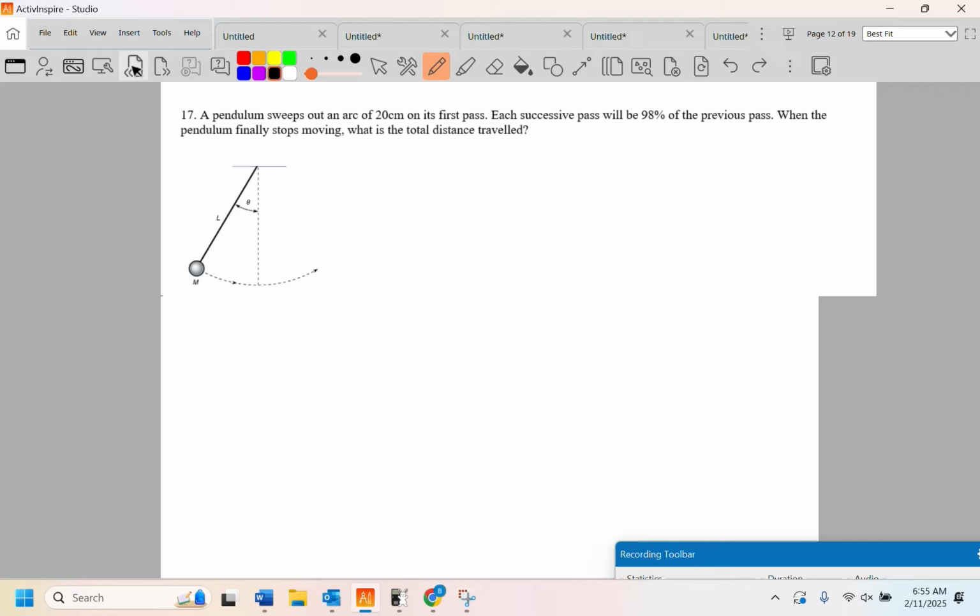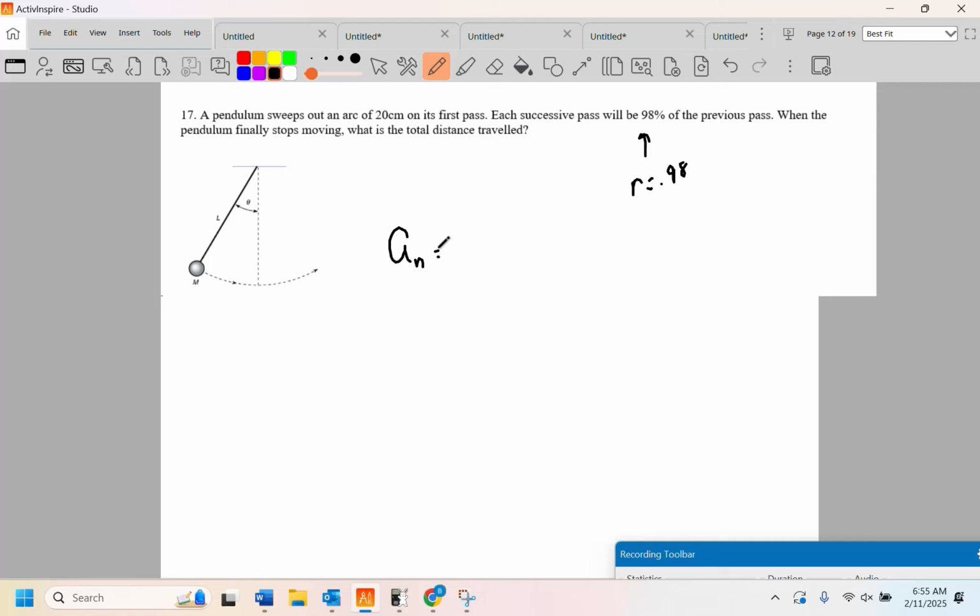So here we have a description of a pendulum. It is sweeping out an arc of 20 centimeters on its first path. Each successive pass will be 98% of the previous pass. When the pendulum finally stops moving, what is the total distance traveled? This is what you call an infinite series problem. This is your ratio, expressed as a decimal.